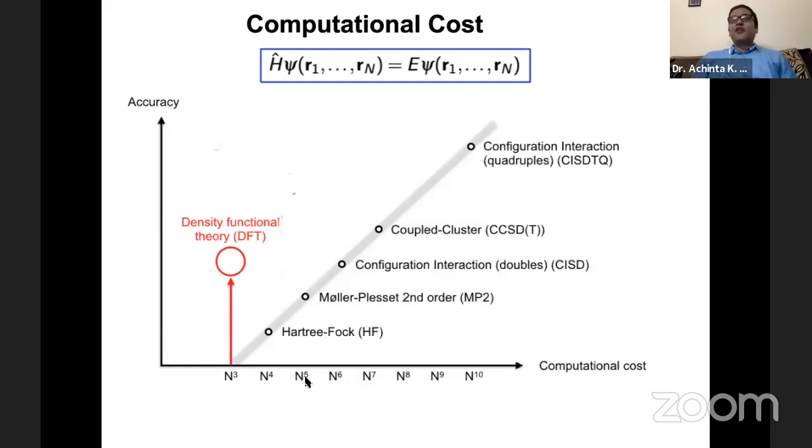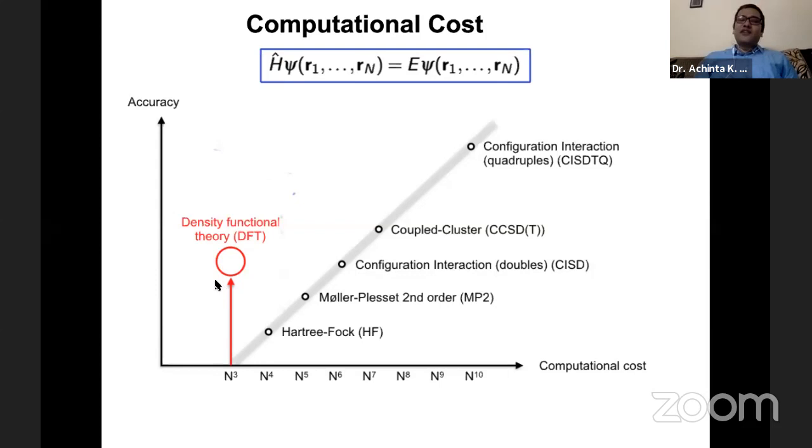If you do a little bit of correlation, perturbation theory is n to the power 5, and it goes like this. So if I do accurate calculations like CISD TQ, it will almost take a lifetime. If I submit a job today, probably my grandchildren or great grandchildren will be able to see the result, provided the Earth survives for that day.